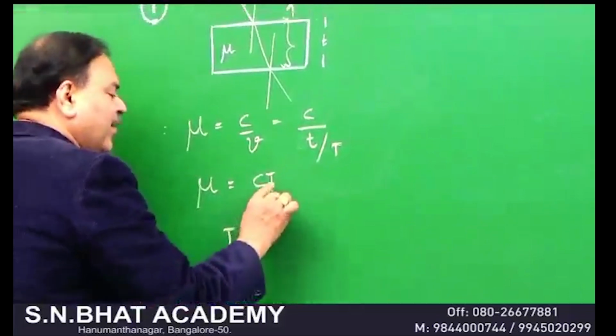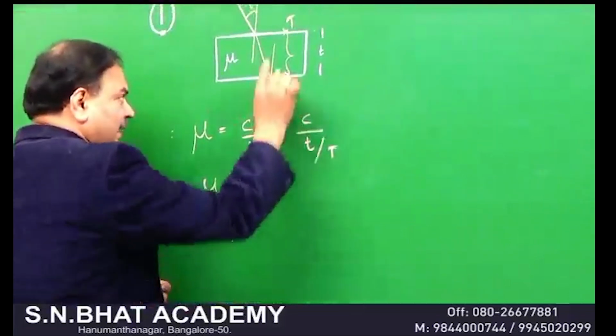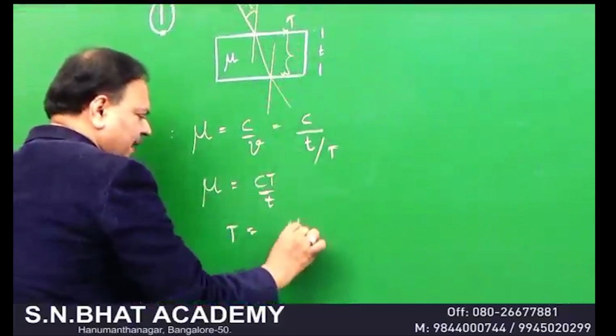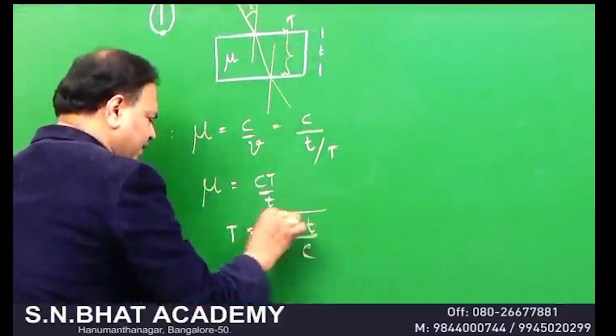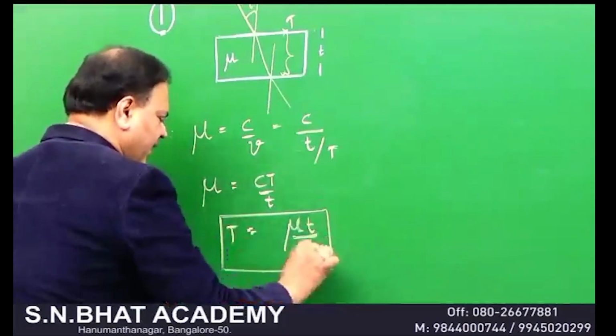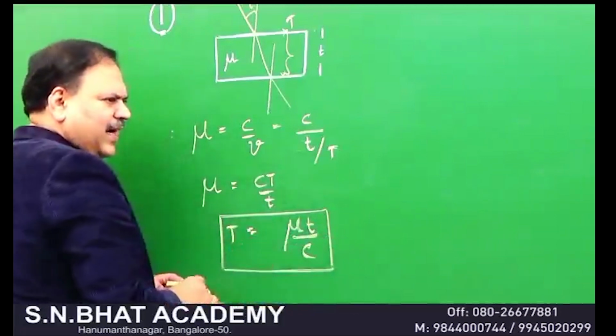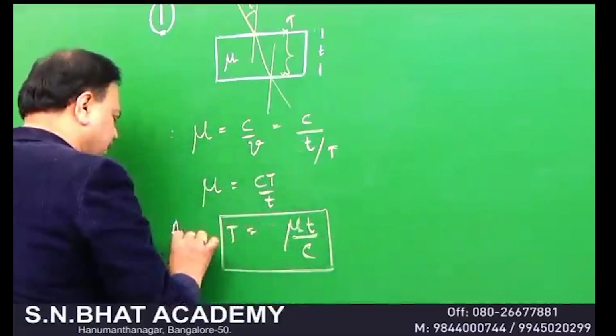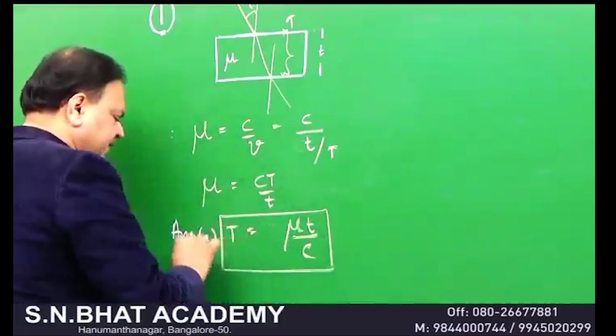He is asking for the value of capital T, the time taken to move from here to here. Your answer is mu t divided by c. You search for this one among the alternatives, and the answer is found to be A. A is the answer for this one.